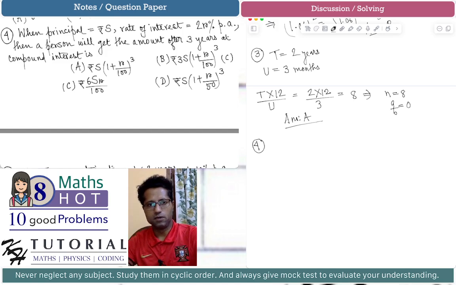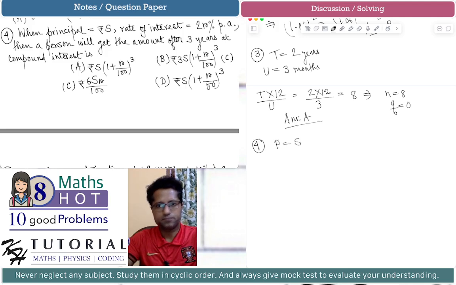When principal is equal to rupees capital S, and rate of interest is equal to twice small r percent per annum, then the amount a person will get after 3 years at compound interest is. Okay, so what is given? P is given to be S. The rate of interest R is given to be twice small r. This is per annum. R is always per annum. And T is given to be 3 years, and it is said at compound interest.